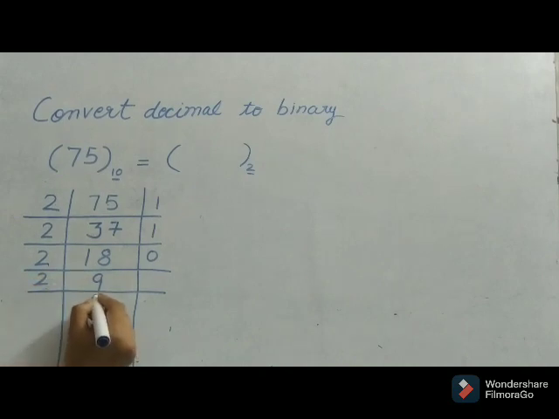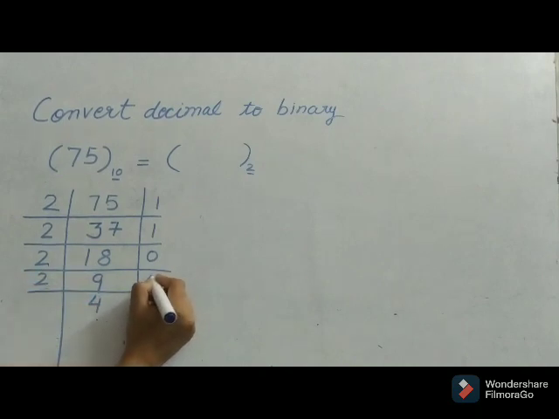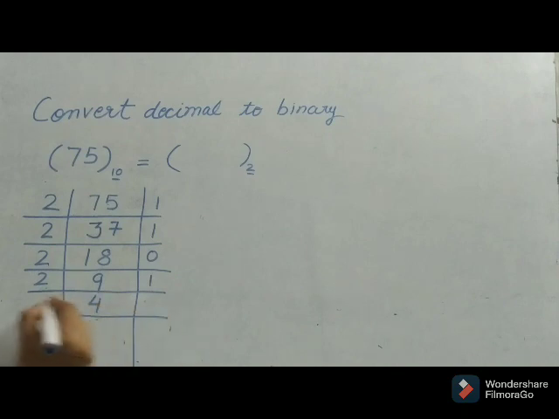Then 2 4s are 8. Remainder is 1. 2 2s are 4. Remainder is 0. And 2 1s are 2. Remainder is 0. We have to keep dividing till the time we don't get 1 here at the bottom. So 1 is the minimum number which we will always get at the last position and where we need to stop. Now how will I write?